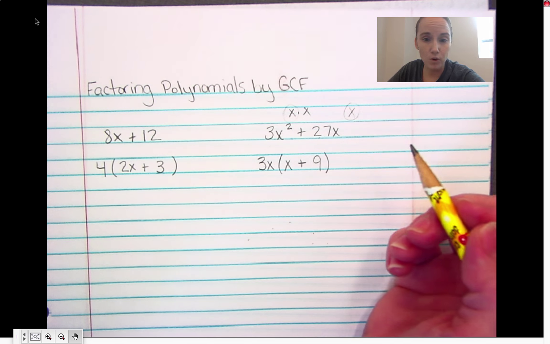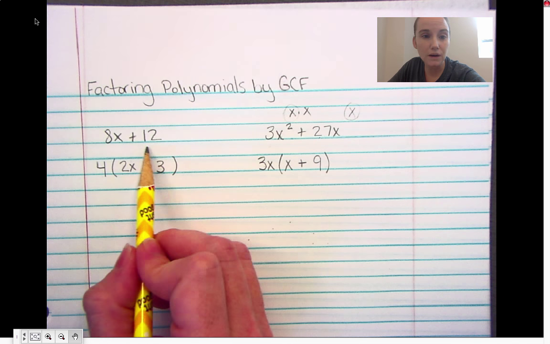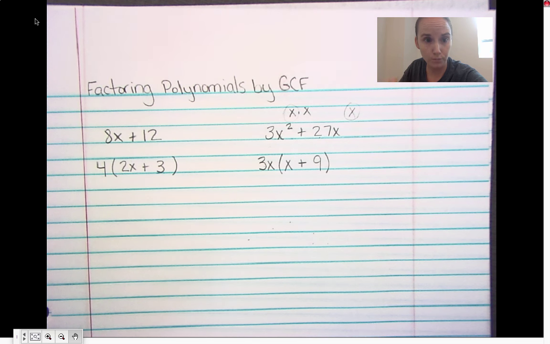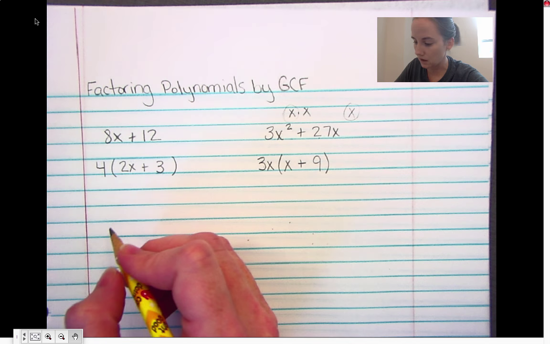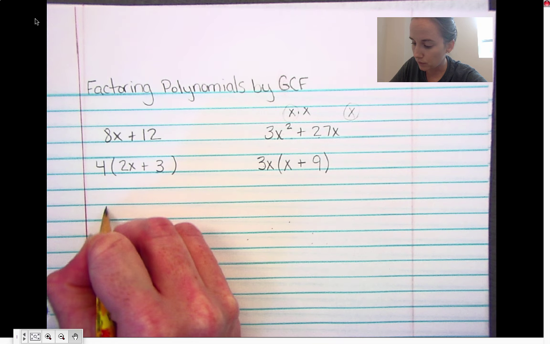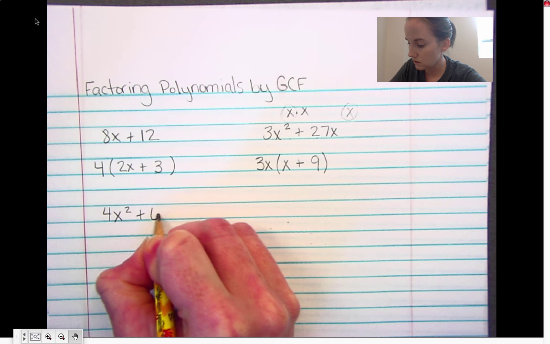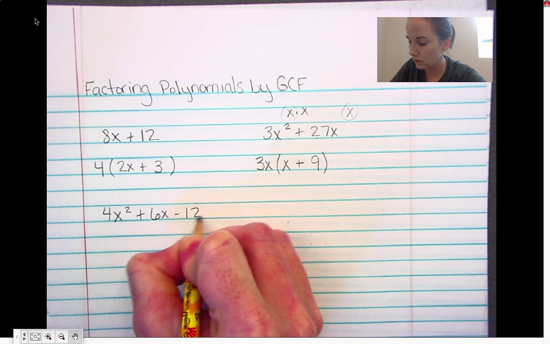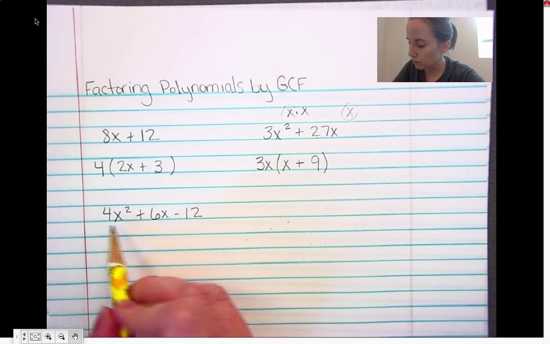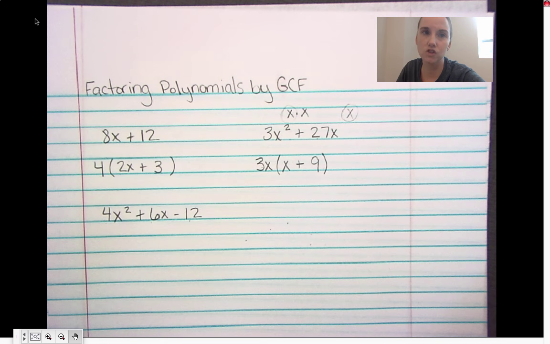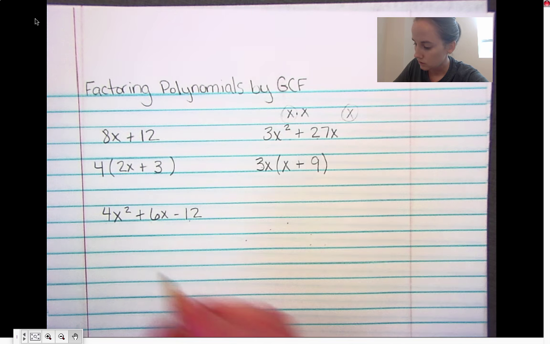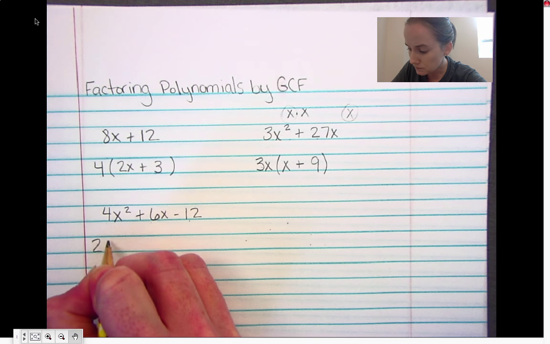Now, you may have more terms. It might not just be a binomial or a 2-term polynomial. So if you have more terms, you do the same thing. For example, if we have 4x squared plus 6x minus 12. If you look across each of these values and find the GCF or the HCF, you'll notice that it is 2, so we can bring 2 out.